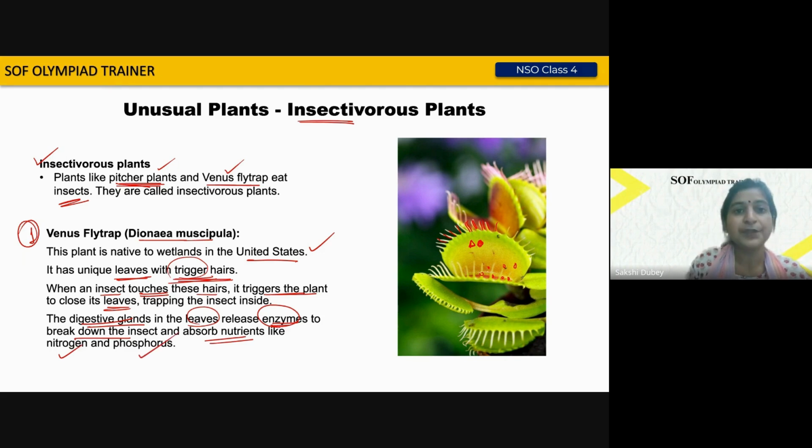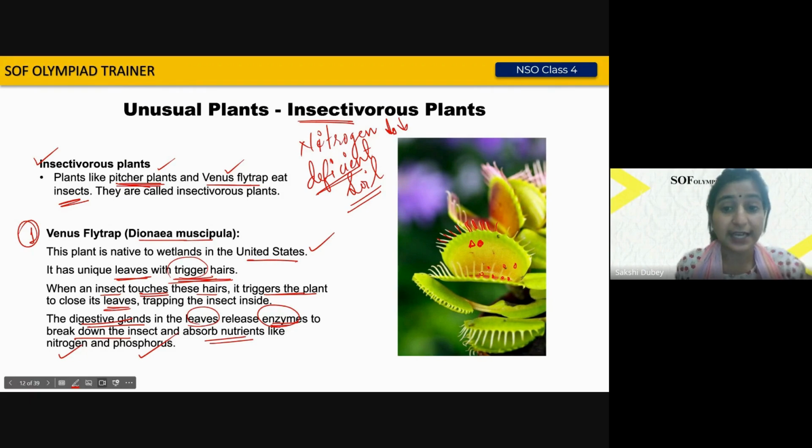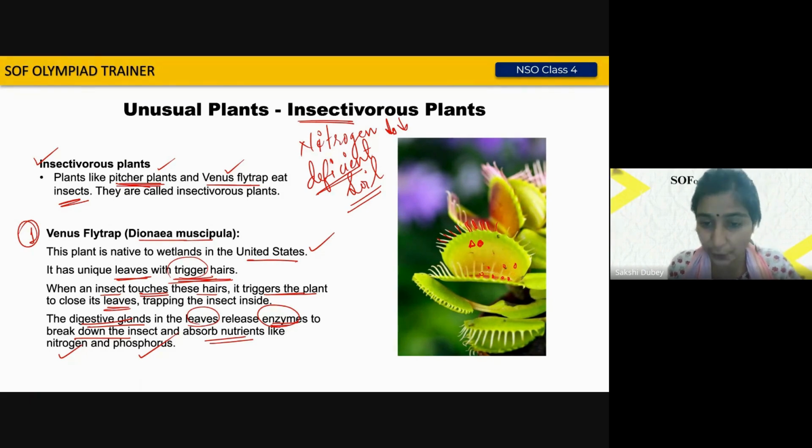Basically, for insectivorous plants, you can jot down this point: they mostly grow in nitrogen deficient soil. Deficient means the soil has a lesser amount of nitrogen in it. The soil which is deficient in nitrogen will mostly harbor the insectivorous plants.